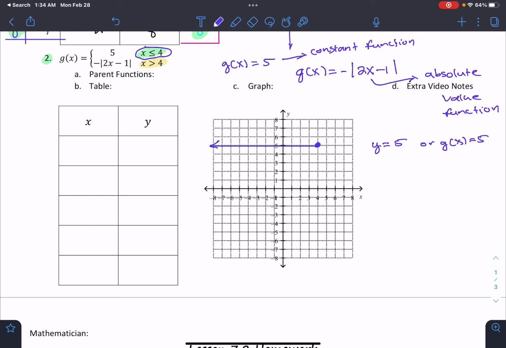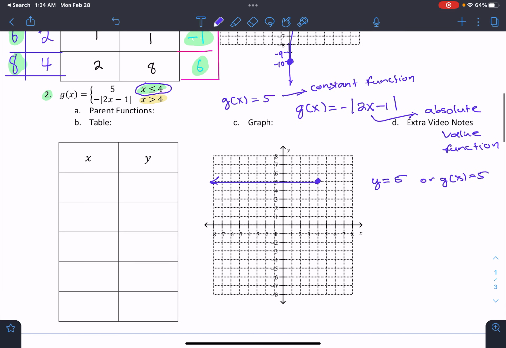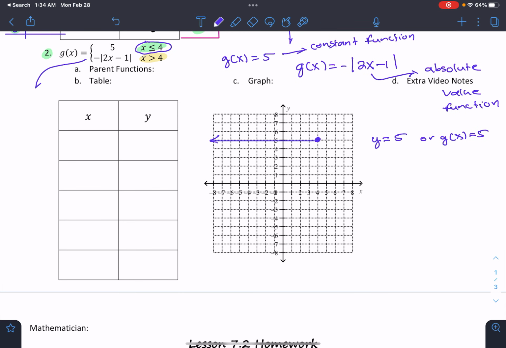We have two options here. We could do what we did on number 1. The parent function for this is y equals the absolute value of x. We could make the table for this one and do the transformations like we did on the other one, and I don't mind doing that. But one thing I do want to show you is sometimes that's not always the easiest way. So here it says x has to be greater than or equal to 4.